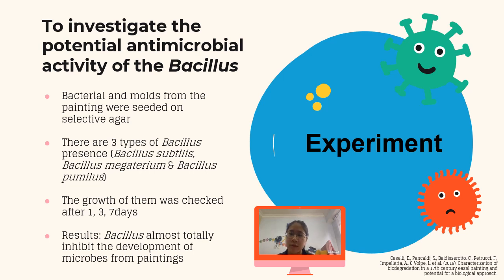Now, I'm going to explain an experiment to investigate the potential microbial activities of the Bacillus. First, bacteria and molds from the oil painting were seeded on selective agar. There are 3 types of Bacillus present: Bacillus subtilis, Bacillus megatherium, and Bacillus pumilus. The growth of 3 types of Bacillus was checked after 1, 3, and 7 days. The result indicated that the presence of Bacillus almost totally inhibited the development of all the tested microbiomes isolated from the painting.